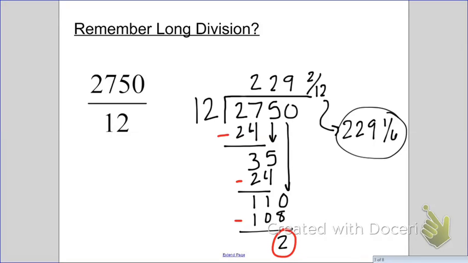So a few things to notice. We always have a number we bring down every single time, the 5, the 0, and so on. We can have remainders. Whenever you have a remainder, we turn them into a fraction. All these same rules apply when we're doing polynomials.